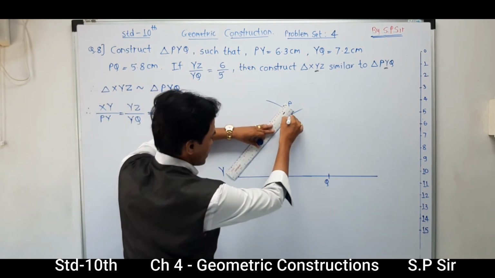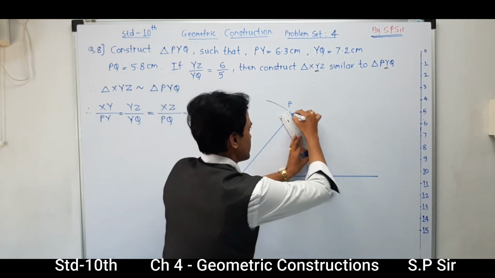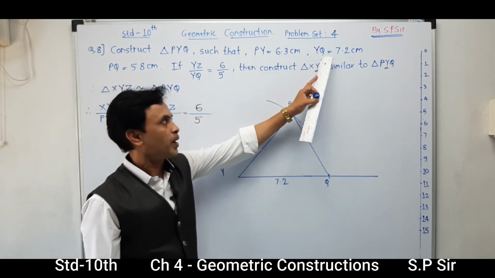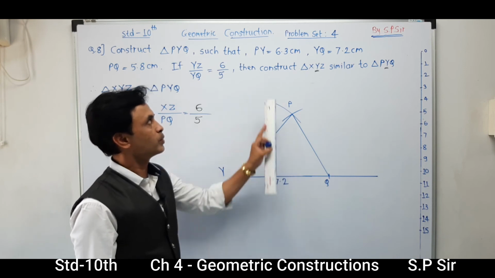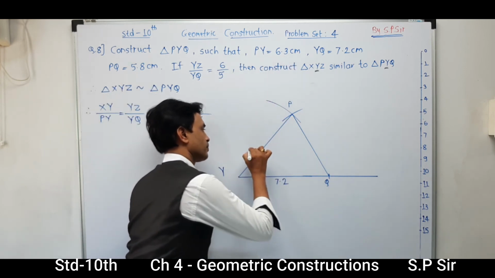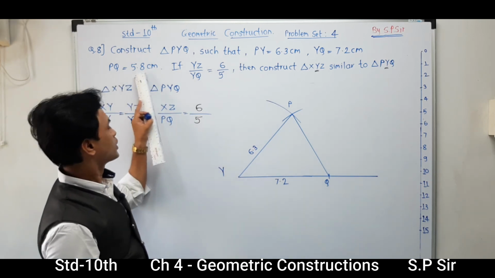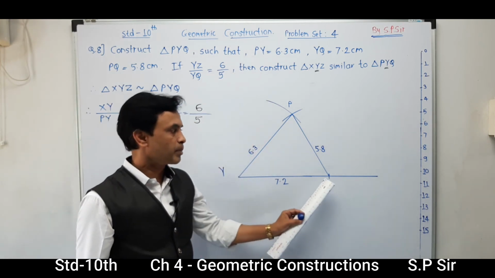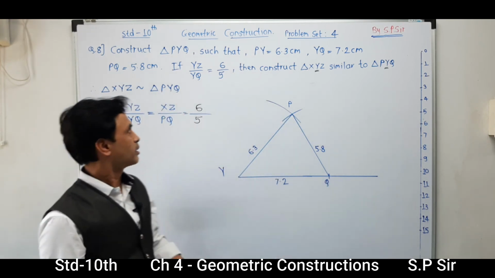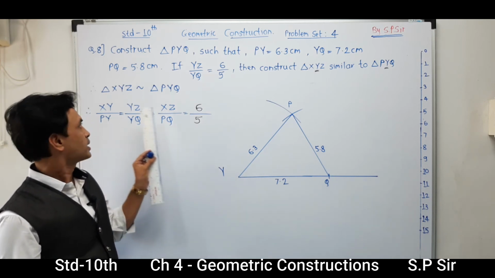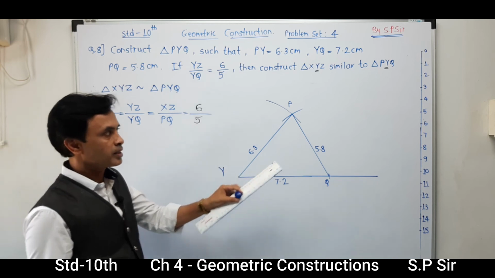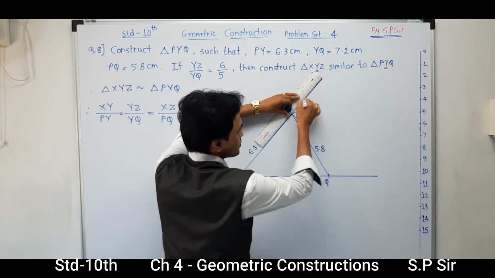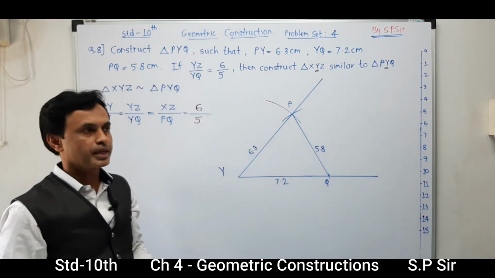So here P to Y and P to Q are completed. In this way your first triangle containing YQ 7.2, PY 6.3 and PQ 5.8 is completed. Now remember, PYQ is 5 times, then your XYZ is 6 times. For that, extend this line outside the diagram, so that you can get the symmetric position.